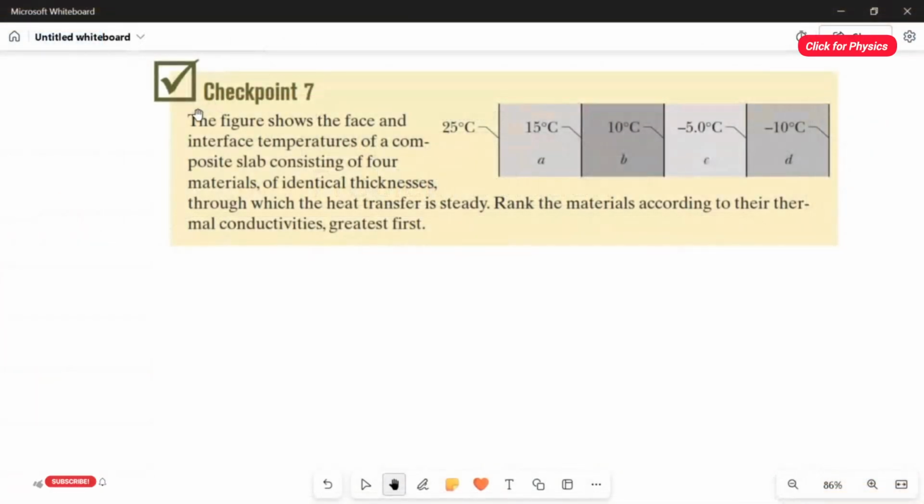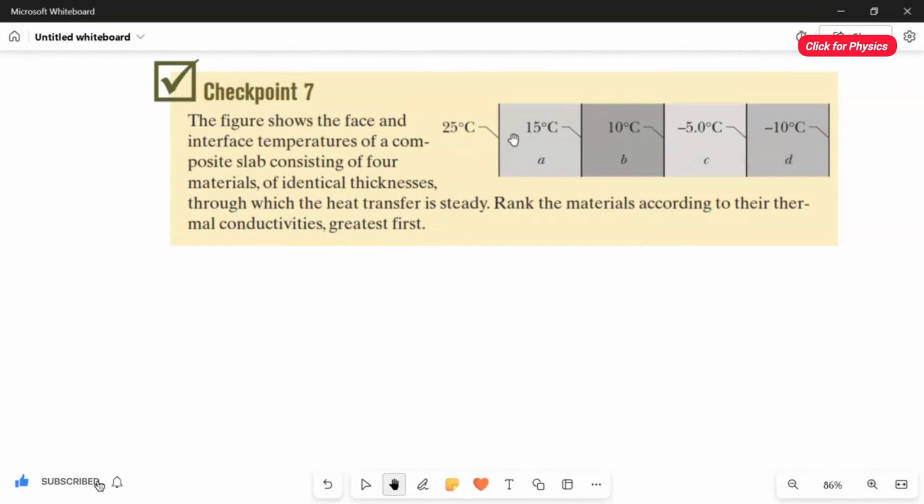Checkpoint 7. The figure shows the phase and interface temperatures of the composite slab consisting of 4 materials of identical thickness through which the heat transfer is steady. Rank the materials according to their thermal conductivities, greatest first. Let's see the given figure.